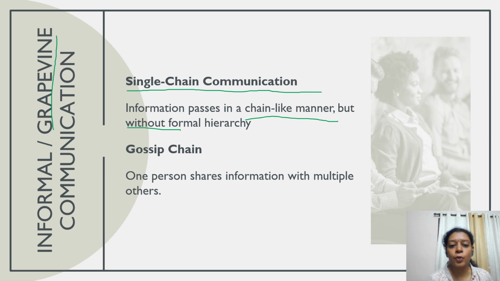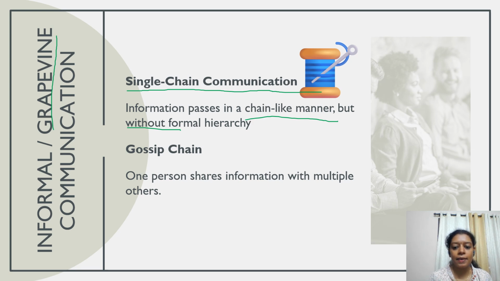In formal communication also we discussed information passing in a chain-like manner. What is it called? That one is the chain network. Here the term used is single chain communication. For example, assume A and B are employees of a company. A casually tells employee B about a new policy, and B shares it with another employee C. You can connect it with a thread or a line. The message passes step by step. So single chain communication is like a thread. You can remember it like that.